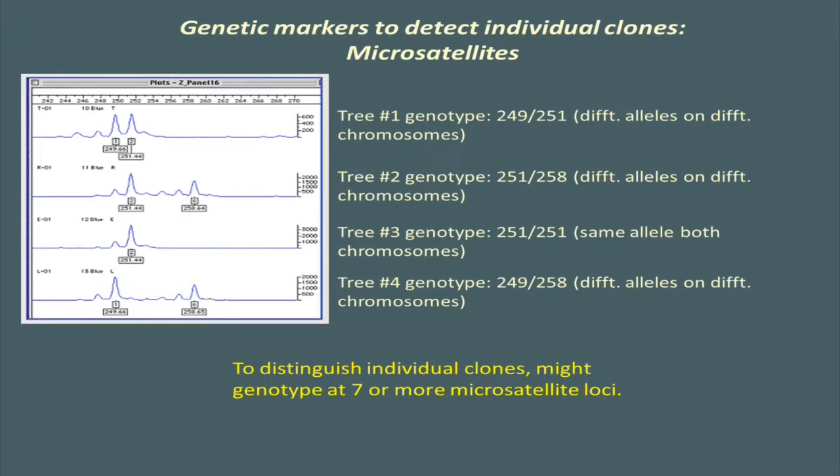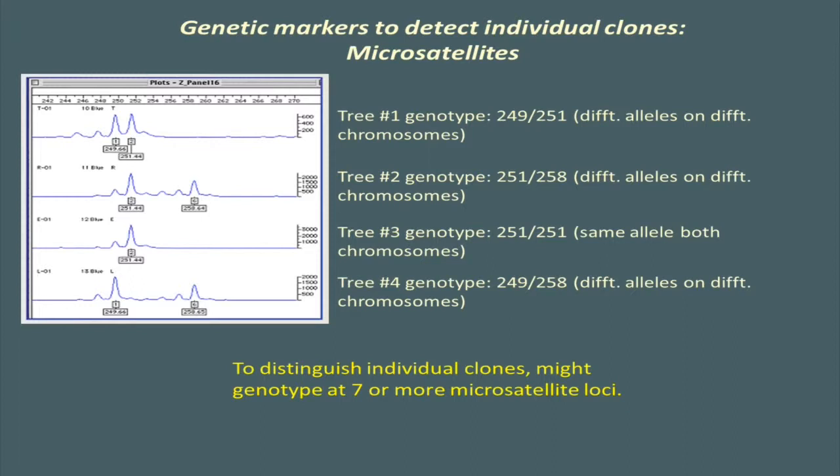Okay, tree number 3. Now, what's going on here? Tree number 3 is still a diploid, but the mother's version and the father's version of the chromosome have the same size. They have the same allele. We use the term allele to mean a variant at that particular locus. So this guy has 2 alleles. Tree number 2 has 2 alleles. Tree number 3 has 1 allele, but we know it's got 2 chromosomes, so it's the same size on both chromosomes. Does that make sense? Is everybody with me on that?